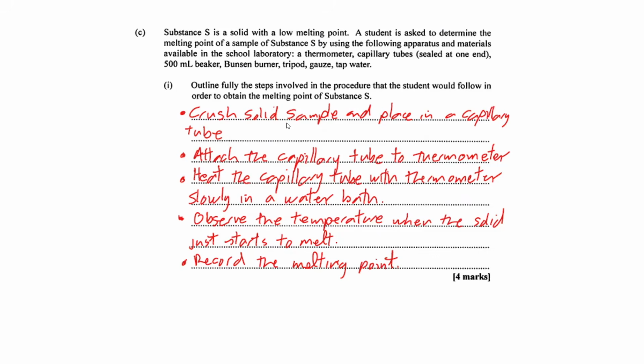So the first thing we'll do is crush the solid sample and place it in the capillary tube. We'll then attach the capillary tube to a thermometer. We're then going to heat the capillary tube with the thermometer slowly in the water bath and observe the temperature when the solid just starts to melt. After that, we will record the melting point.